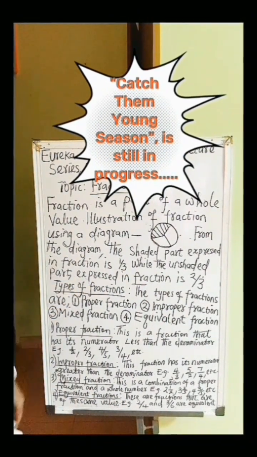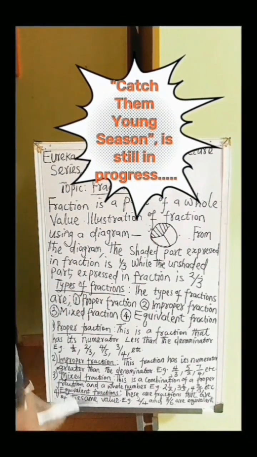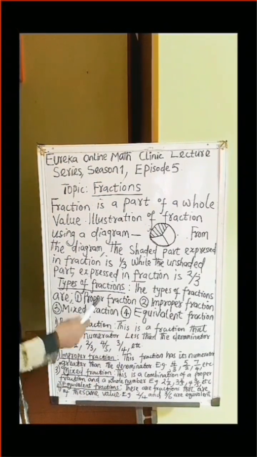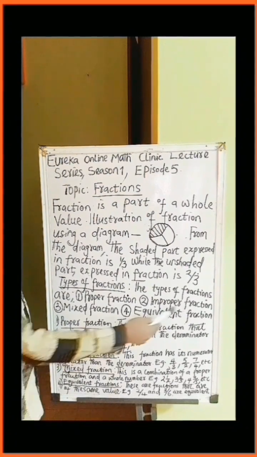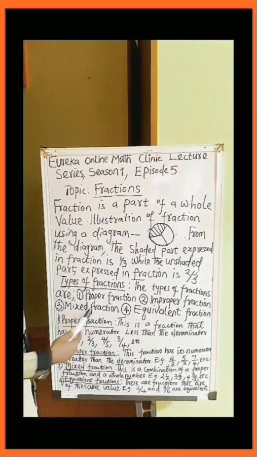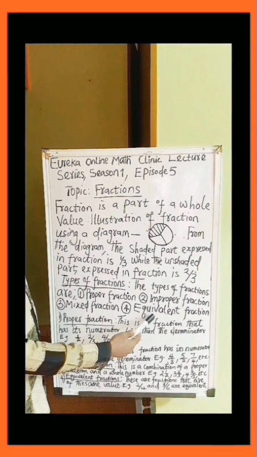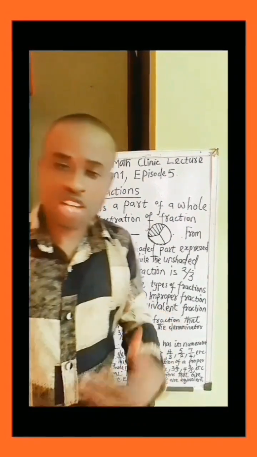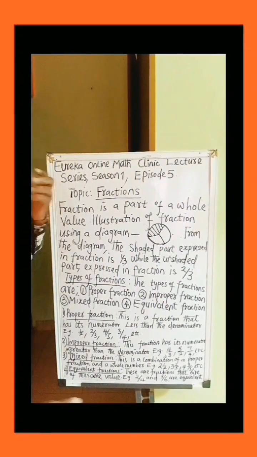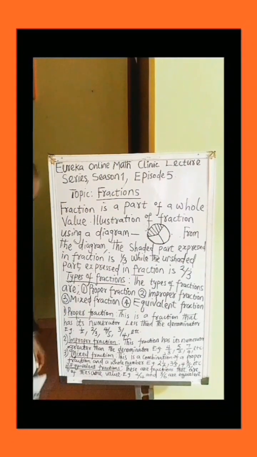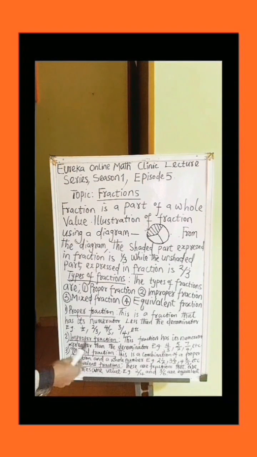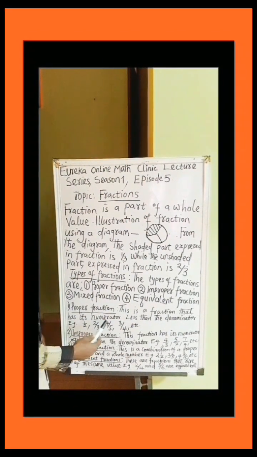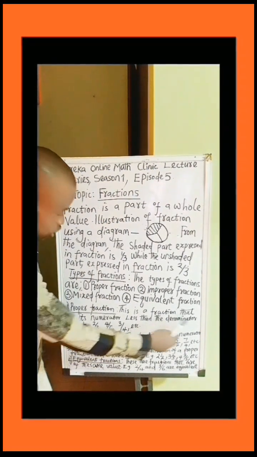Now we have the types of fractions. We have the major types of fractions, and they are proper fraction, improper fraction, mixed fraction, and equivalent fraction. So these are the 4 major types of fraction. For proper fraction, what is a proper fraction? Or what are proper fractions? A proper fraction is a fraction that has its numerator less than the denominator.